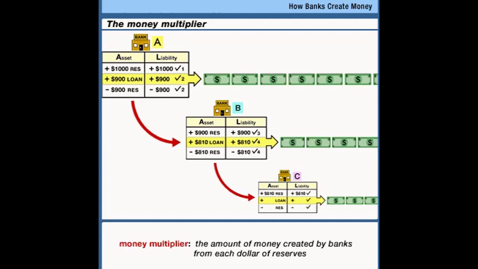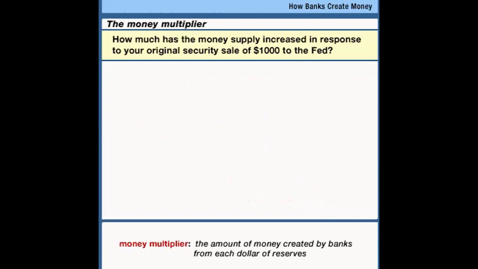You sold a $1,000 security to the Fed, you got a $1,000 check, you deposited it in your bank, and you set in motion a chain reaction. What's the total change in the money supply? Well, the total change in the money supply is going to be equal to, first of all, the money that came from the Fed. And the money that came from the Fed was $1,000. So we'll put $1,000 out here.